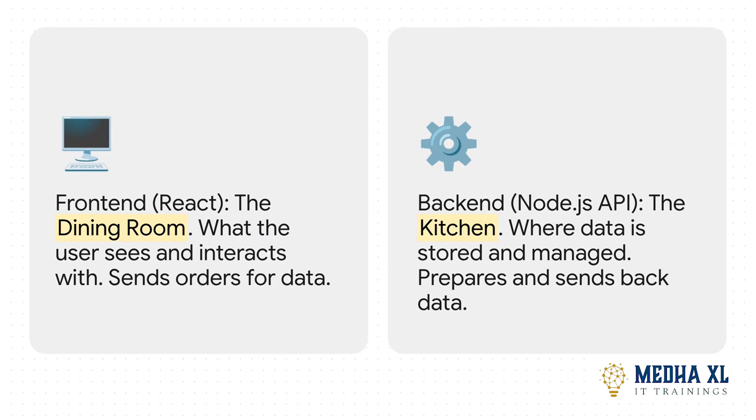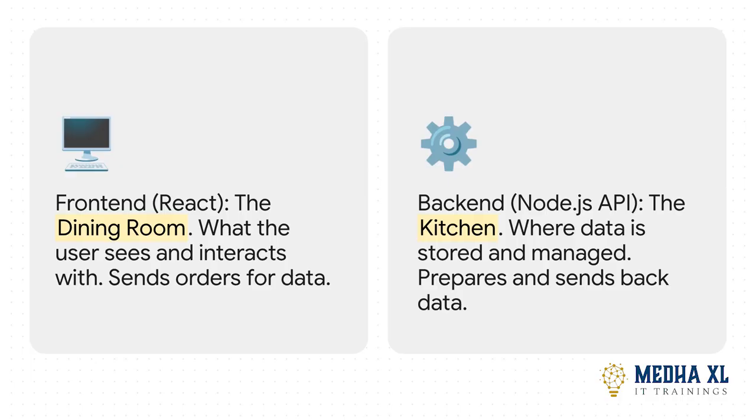So, the easiest way to think about this? A restaurant. Seriously. The front end, our React app, that's the dining room. It's everything the customer sees and touches. The menus, the tables, the fancy decor. The back end, that's the kitchen. It's hidden away, doing all the heavy lifting. Storing the food, cooking the meals, managing all the data. Our React app sends an order to the kitchen, and the API in the back prepares the data and sends it right out.